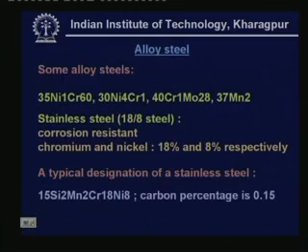A typical designation of a stainless steel can be something like this: 15 Si 2 Mn 2 Cr 18 Ni 8. All these actually give you the typical composition of the stainless steel. Now, here the first number 15 is actually the percentage of carbon, which is 0.15. See, in this designation nothing has been specified about the strength and other things.